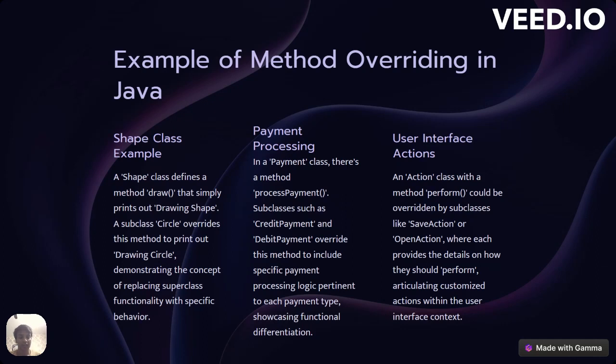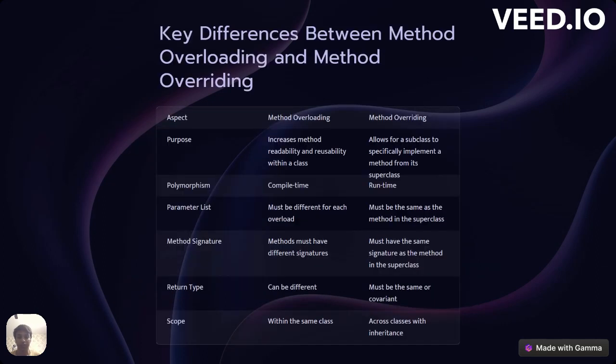User interface action. An action class with a method perform could be overridden by subclasses like save action or open action, where each action provides the behavior it should perform, articulating customized action within the user interface context.